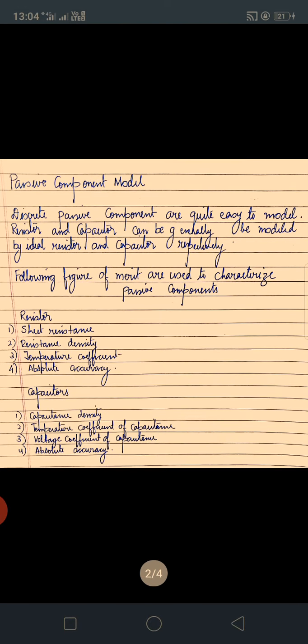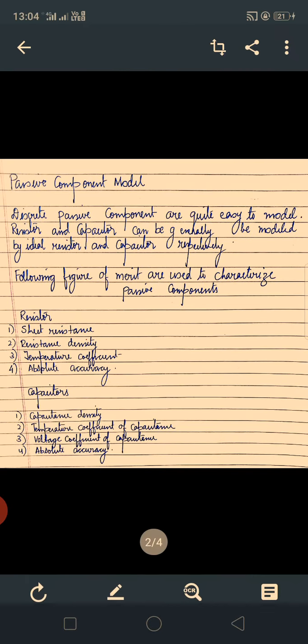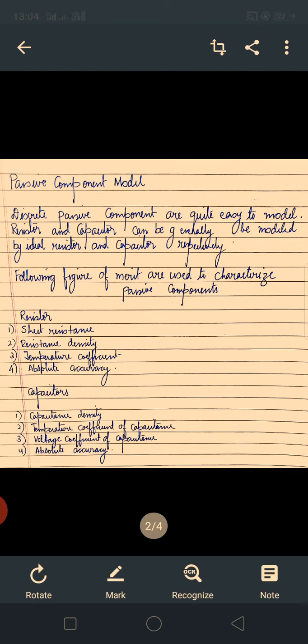the CMOS fabrication technology. Now, as we know, we basically have two passive components that we deal with in electronics: the resistor and the capacitor. The resistors and the capacitors are called the passive components. Now, we are going to discuss the passive component model. Discrete passive component models are quite easy to model. Resistors and capacitors can generally be modeled by an ideal resistor and capacitor respectively.